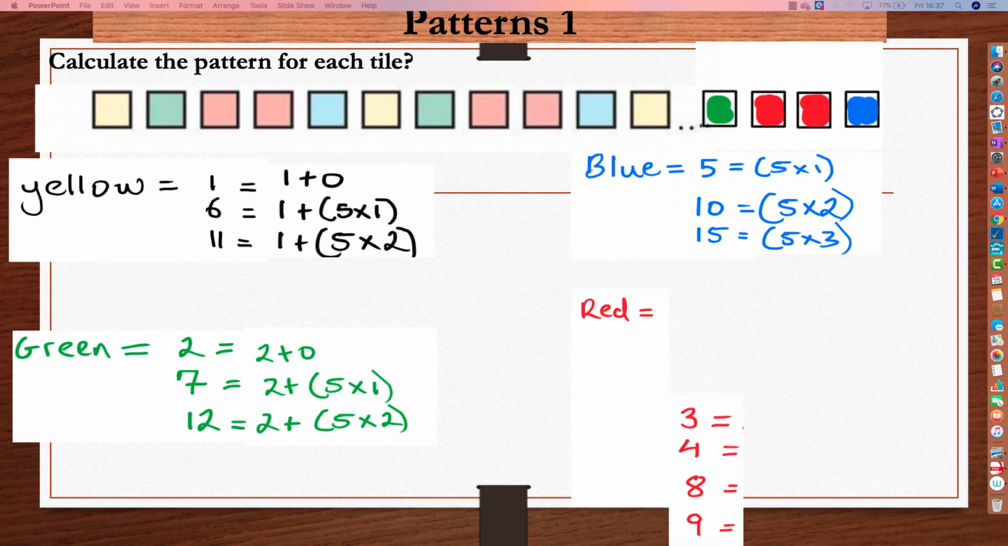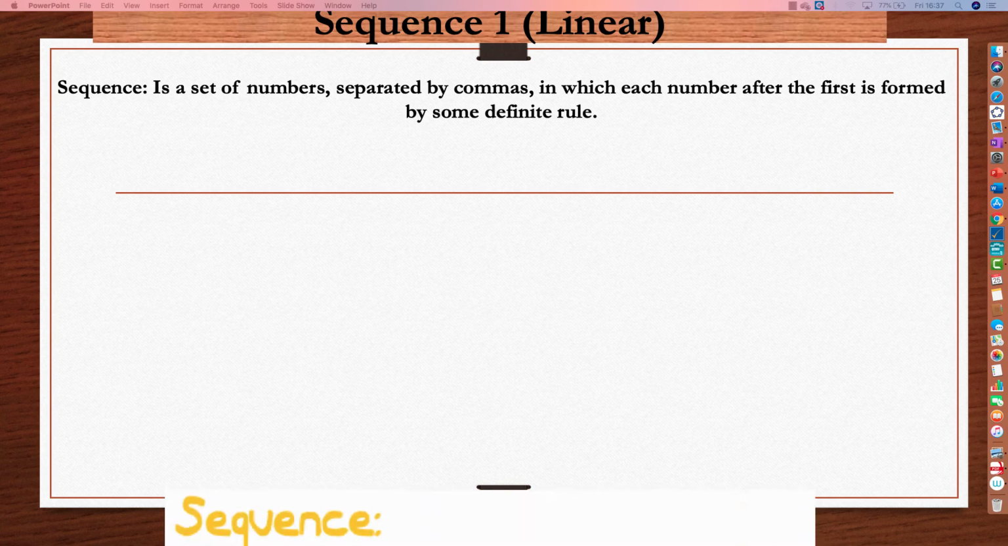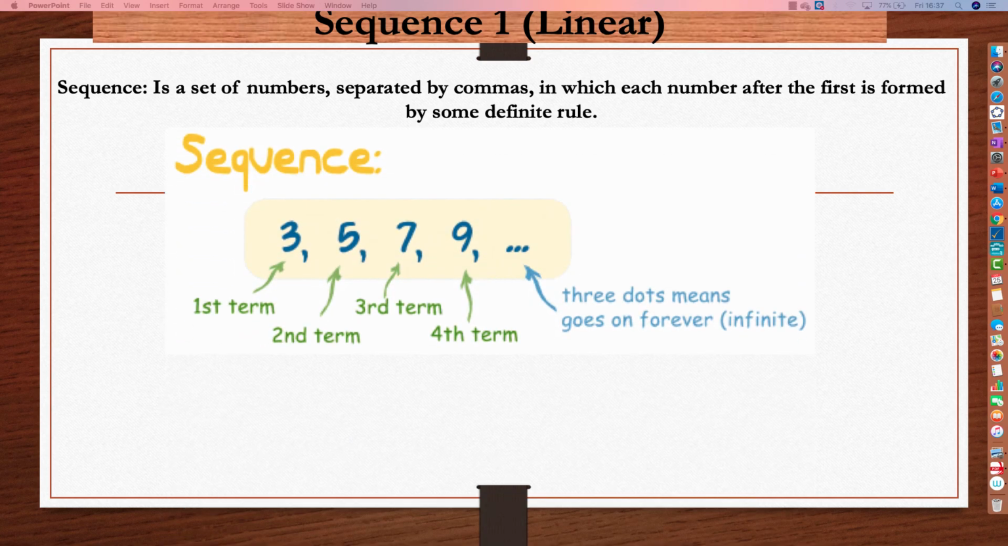The next thing we're going to look at is a linear sequence. Now, a linear sequence is a set of numbers which go up by the same amount each time. For example, our first term is 3, our next one is 5, our next one is 7, our next one is 9. What will be the next? And then 11, 13, and then 15, and then 17.